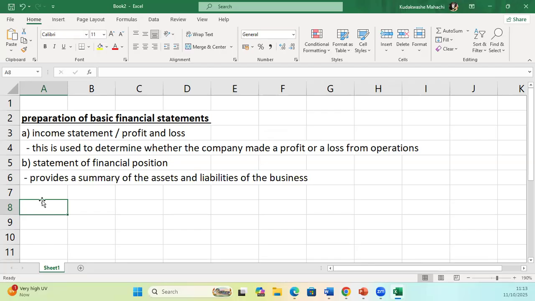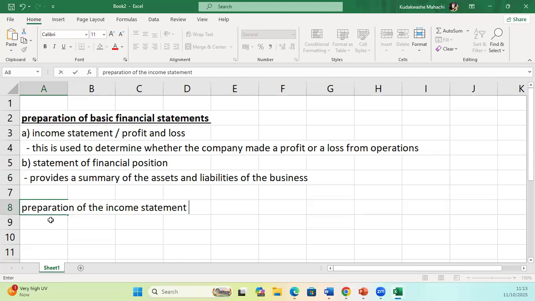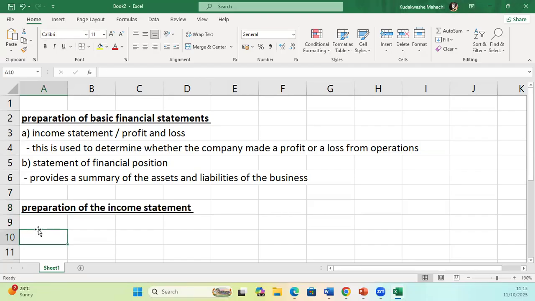Okay, then let's move on. Let's start with the preparation of the income statement, which we can call the statement of profit and loss.